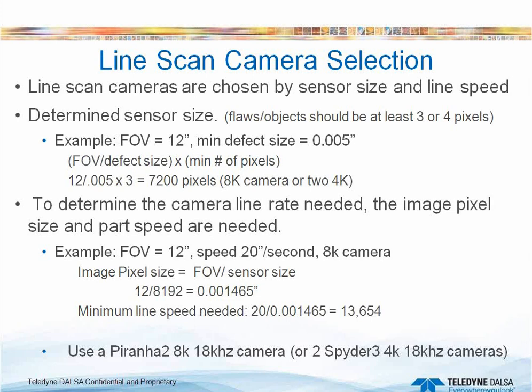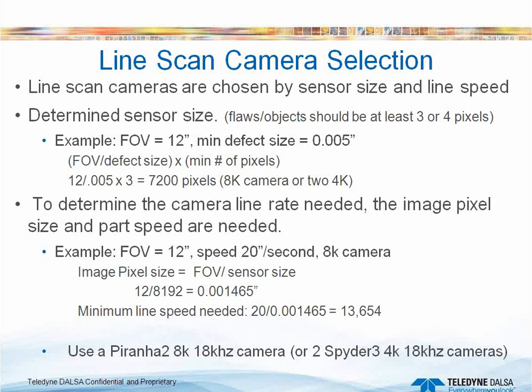cameras with some overlap. To determine the camera line rate needed, we need to figure out the part speed that requires. So let's take the same example, and we use the 12 inches, and we're doing 20 inches per second. Again, this is linear speed, and we're going to be using that 8K camera that we selected before. So let's take the pixel size, so the field of view over the sensor size.